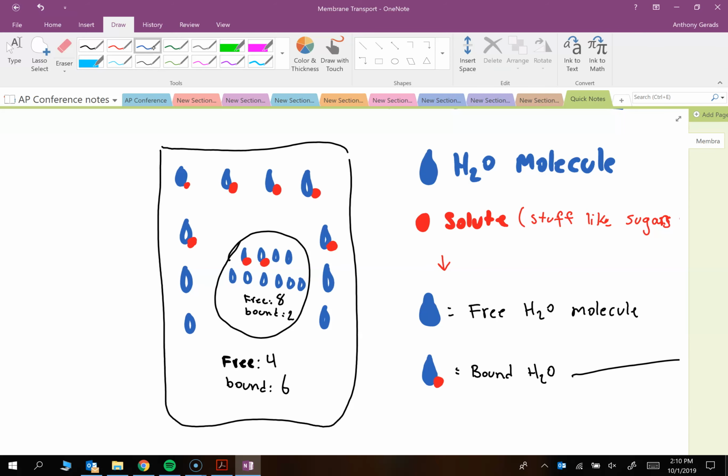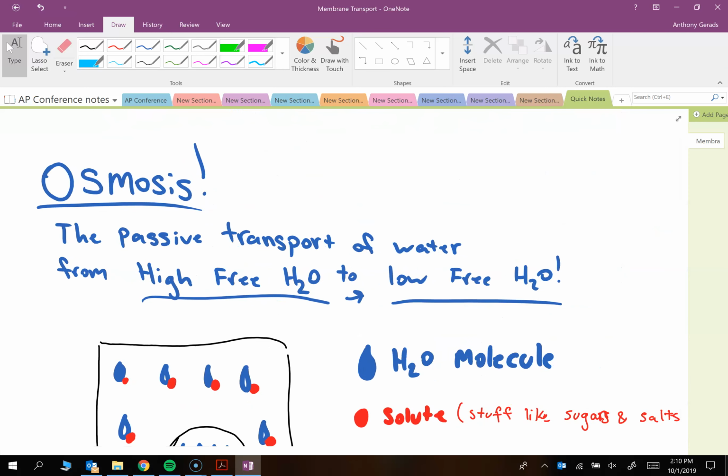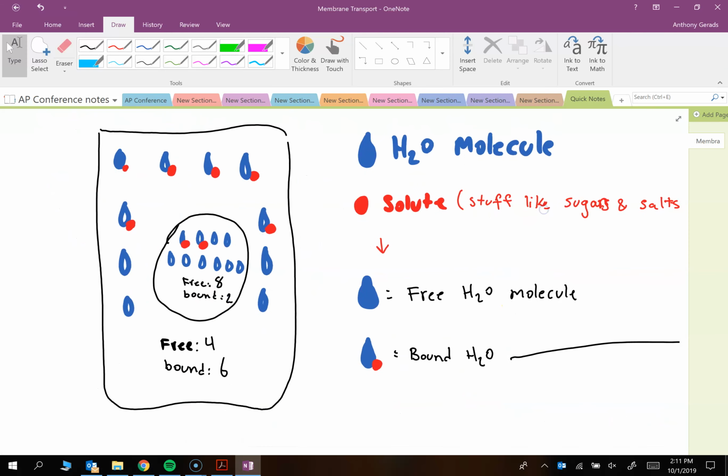Look at the definition we have of osmosis. Osmosis is the passive transport of water from high free water to low free water. So on the outside of the cell, how many free waters do I have? 4. How many free waters do I have on the inside? 8. So where is the high free water, on the inside or outside? The high free water's on the inside. Low free water's on the outside.